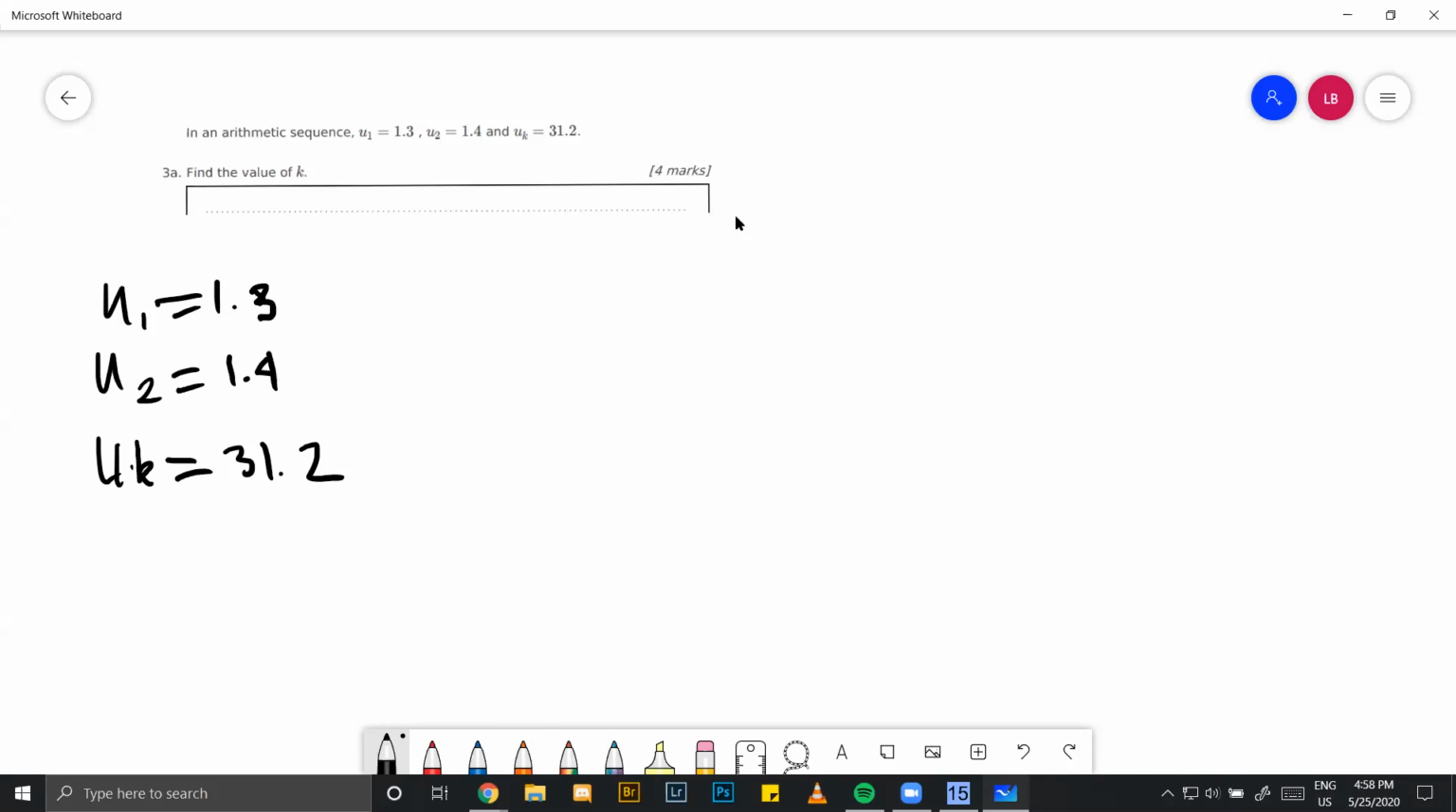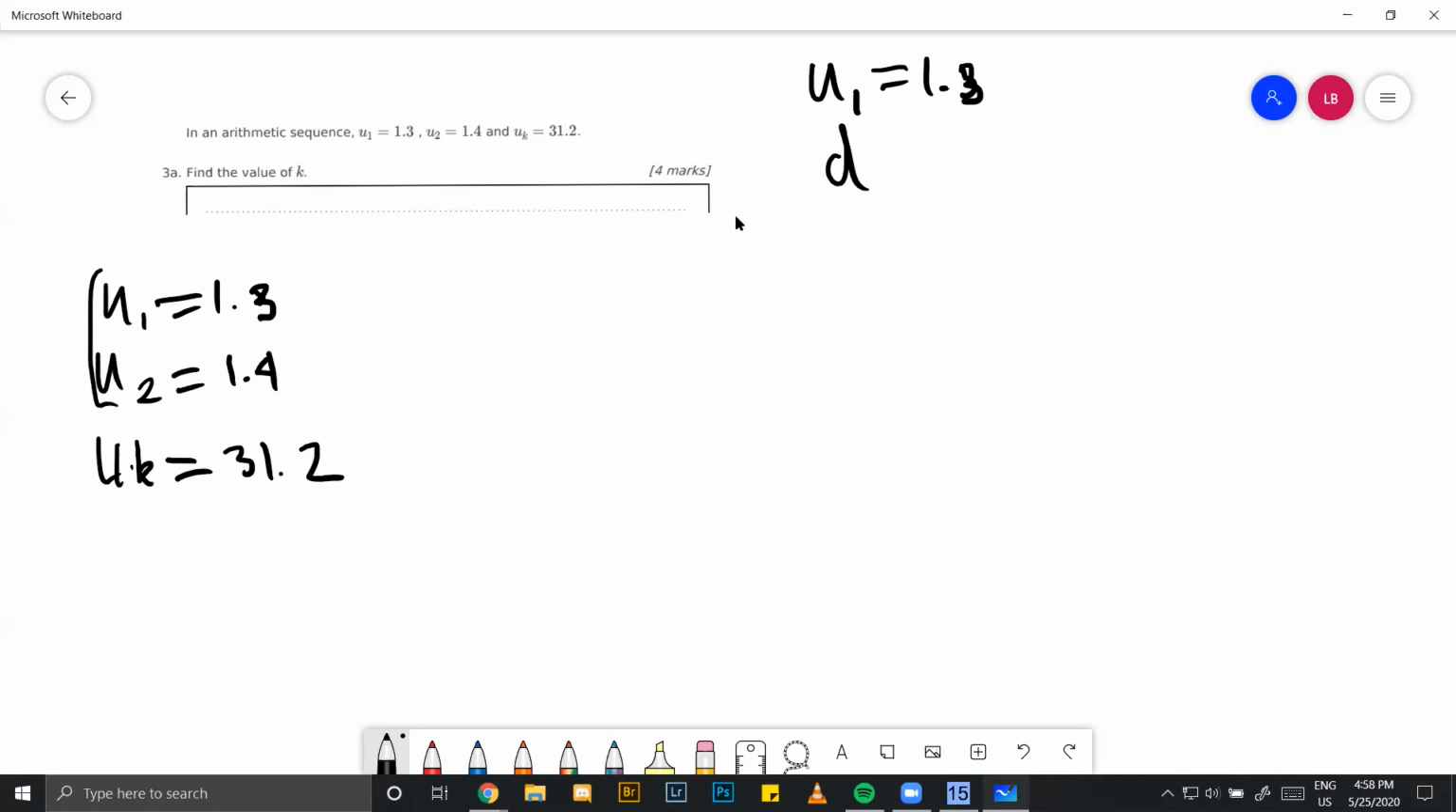This is an arithmetic sequence. So what are the properties we know for an arithmetic sequence? We know u1 has to exist, and we know there needs to be a constant difference d. So u1 has been given to us. We know it's 1.3. And how do we find the constant difference? We need to find the difference between any two given terms.